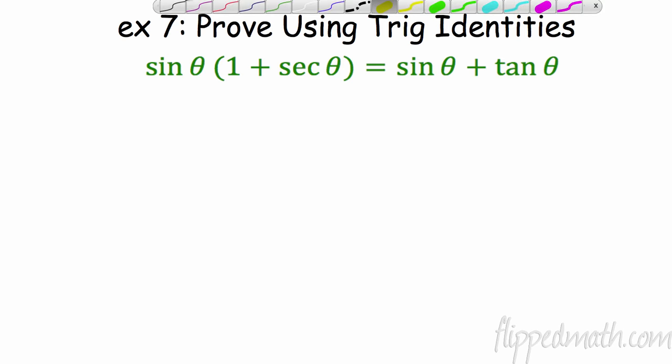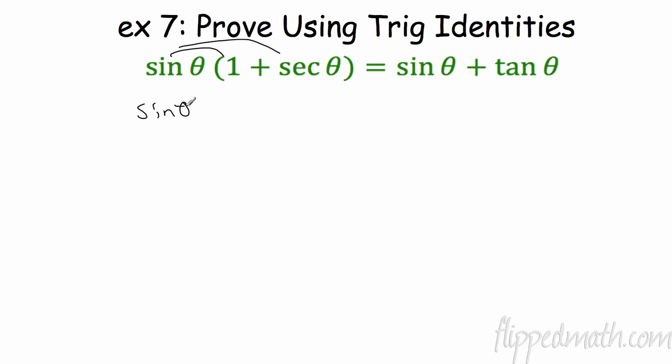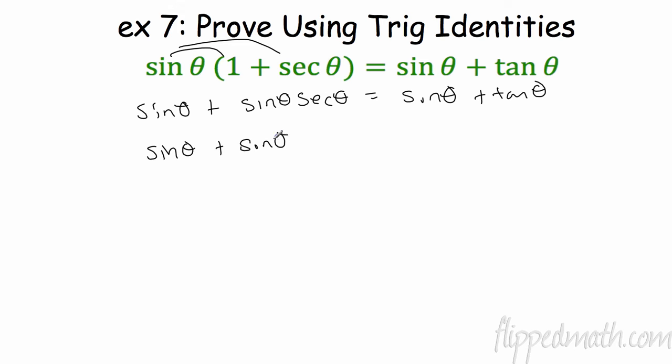All right, so let's try this one. Here we go. All right. This one, we need to do some algebra. Going to distribute. So I'm going to do sine theta times 1 is sine theta plus sine theta times secant theta. All right, and we want it to head towards this, which is good. We already have the sine theta. I'm going to rewrite that. So I have sine theta plus sine theta, secant is 1 over cosine theta. Excuse me. And then sine over cosine.